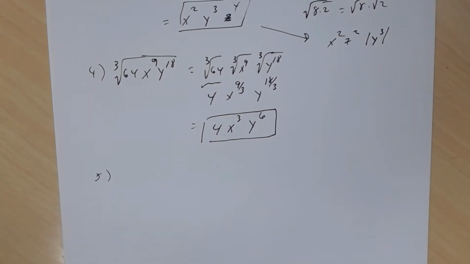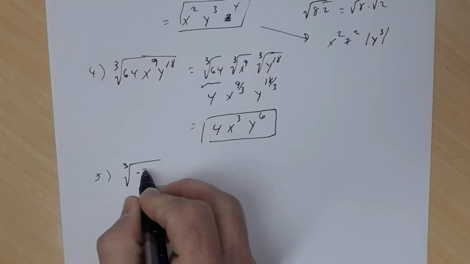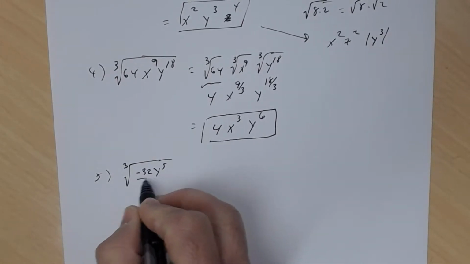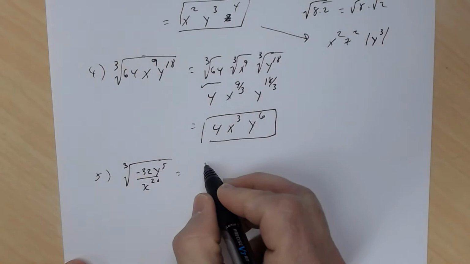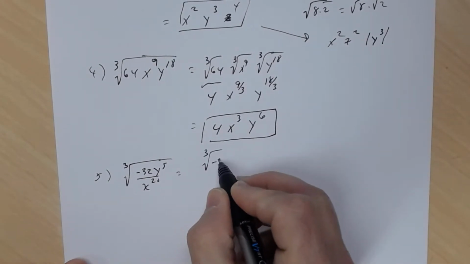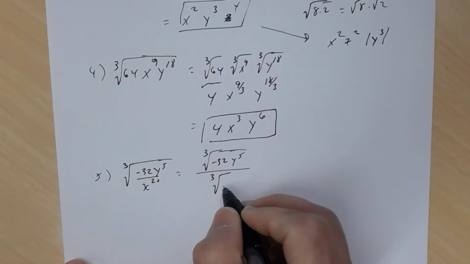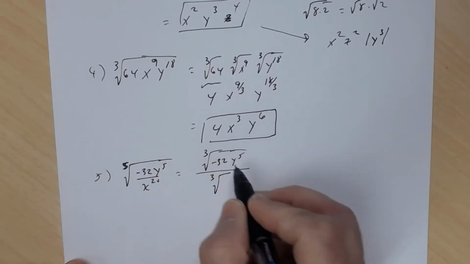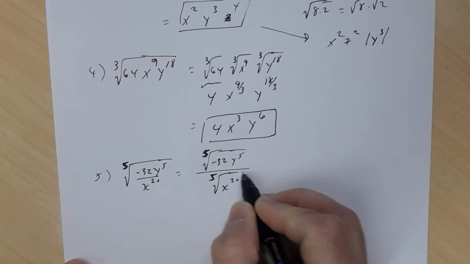All right, number 5. Suppose in number 5 you had the cube root of negative 32 y to the 5th divided by x to the 20th. Again, if you need to, you can rewrite this as the fifth root of negative 32 y to the 5th divided by the fifth root of x to the 20th. Sorry, that's fifth root, excuse me. All right, so that's fifth root.